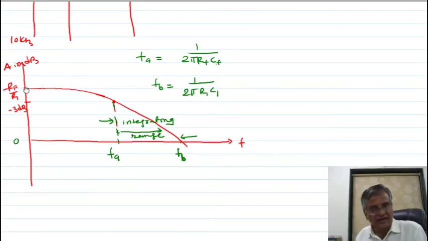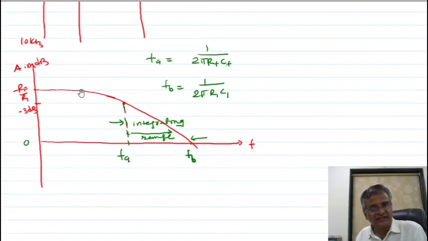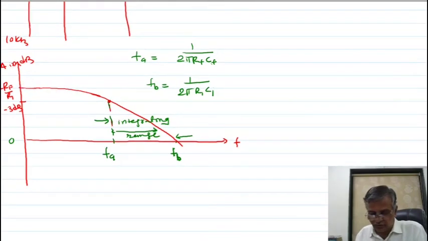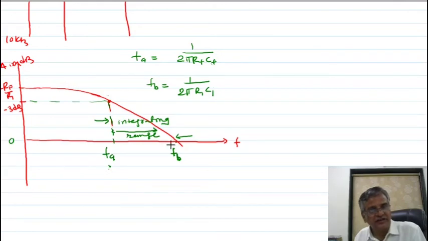See, at low frequency you will get minus RF by R1. As frequency increases, this decreases. Whatever gain you are getting here, from this you are getting minus 3 dB. That is your FA, called the gain limiting frequency. From this point your circuit starts to do the integration. Then again increase the frequency and see at which frequency your gain will be 0, or so near to 0. This is the range of integration. So you can verify with the experiment. This is the theoretical one, so you can calculate and check.